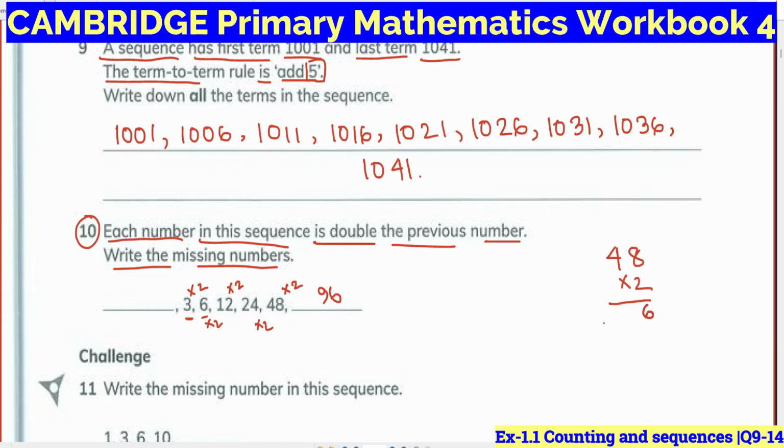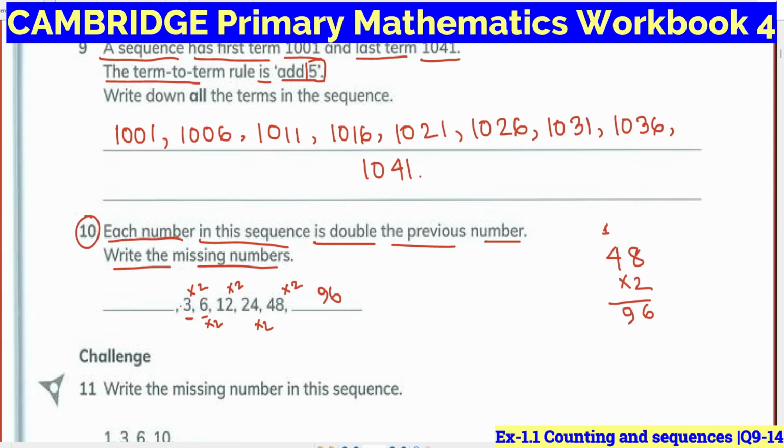Here is a 6. Carry 1. 2 times 4 is 8. 8 plus 1 is 9, so here is 96. This is a very simple thing. But the problem is, before 3, what will be the number?